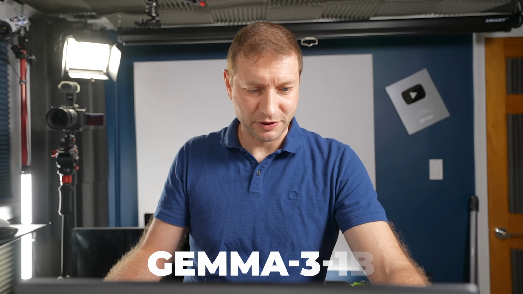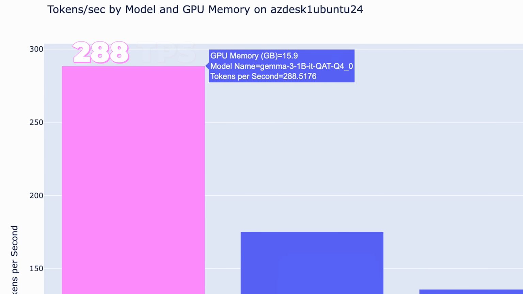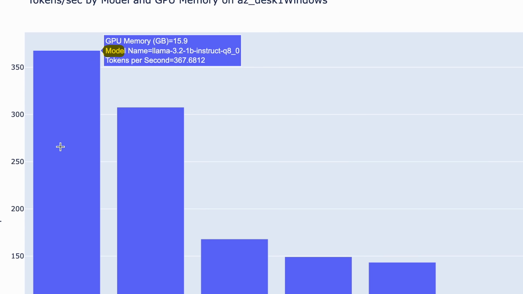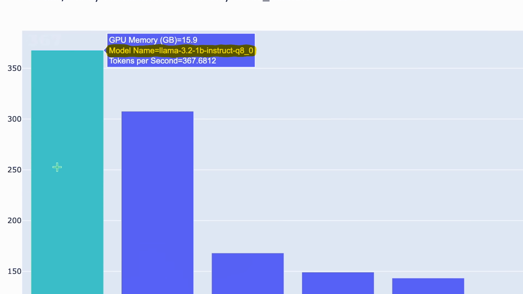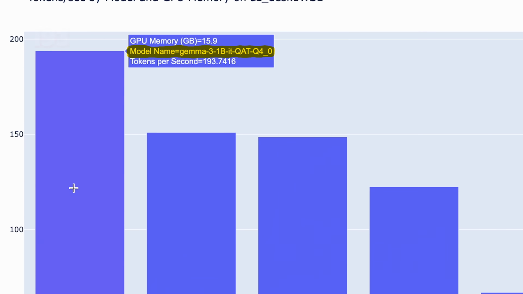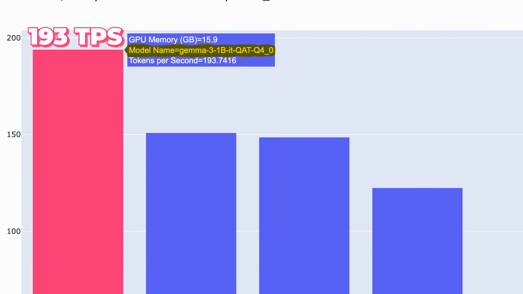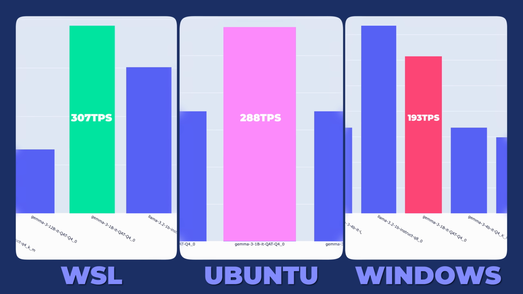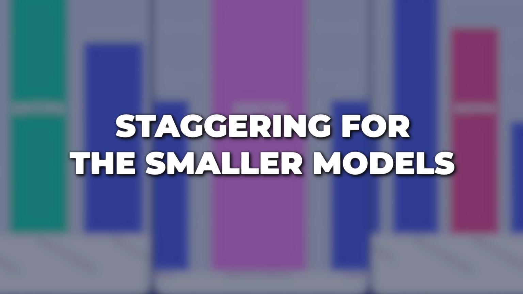Let's take a look at Gemma 3 1 billion. Ubuntu, 288 tokens per second. Windows, 307. Faster. Holy cow. Notice Llama 3.2 1 billion went up to 367 tokens per second on Windows. And Gemma 3 1 billion, 193 in WSL. Wow. That's still fast, but the difference between WSL and Windows and Ubuntu here is staggering for the smaller models.